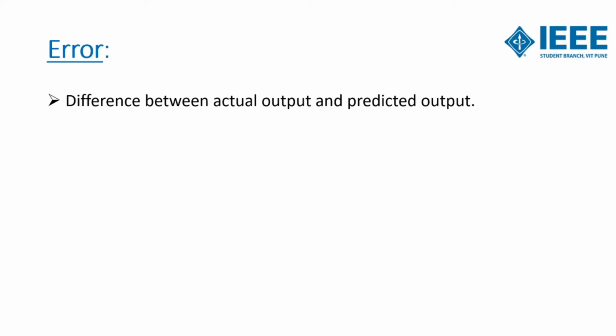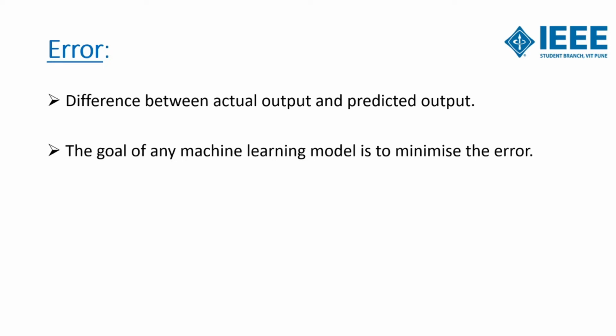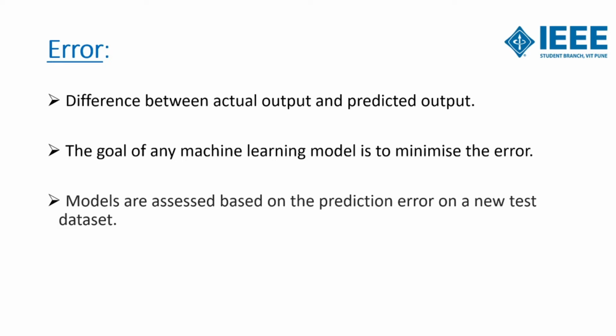Error is the difference between the actual output and the predicted output. The goal of any machine learning model is to minimize the error. Models are assessed based on the prediction error on a new test dataset.